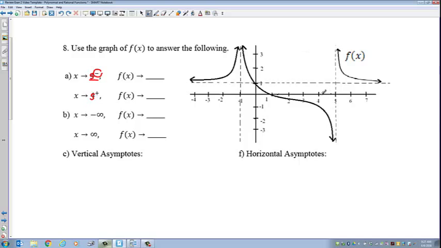So as you go to 5 from the left, so you're on this side, you see that the function goes down. And so over here you write -infinity. Versus if you come in from the right of 5, so here's 5 right here, coming from the right now, you see on the function, you trace the function above it and it goes up. So it goes to positive infinity.